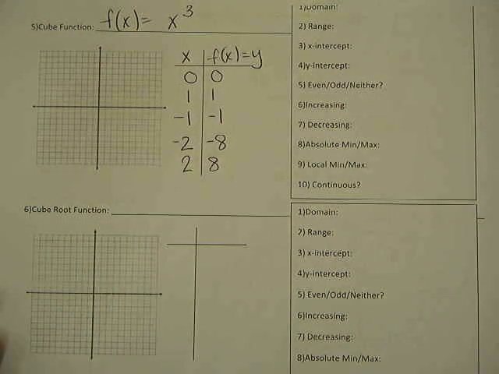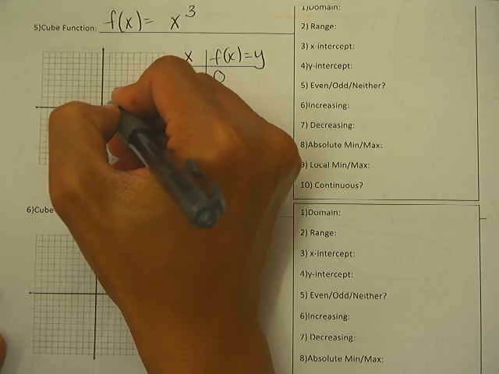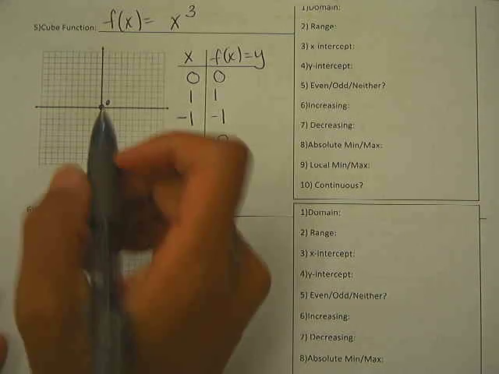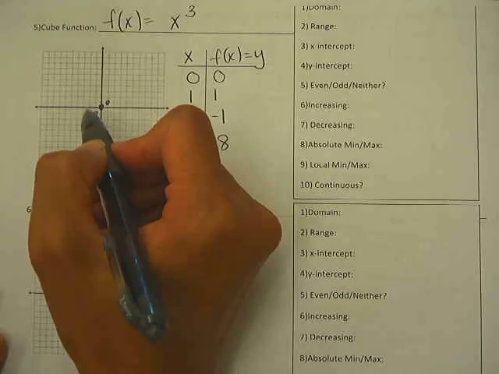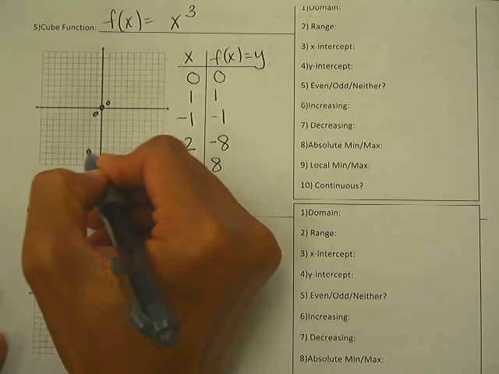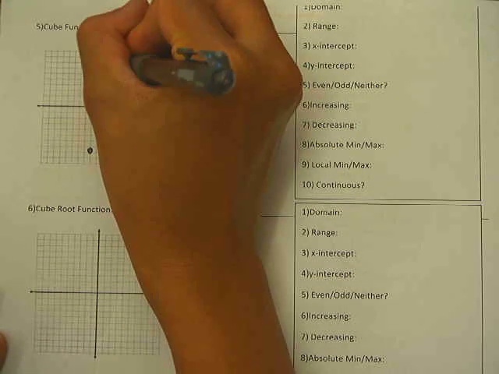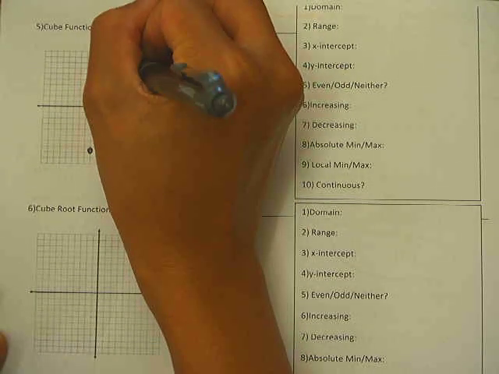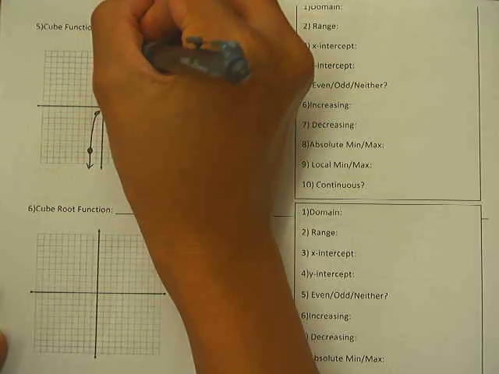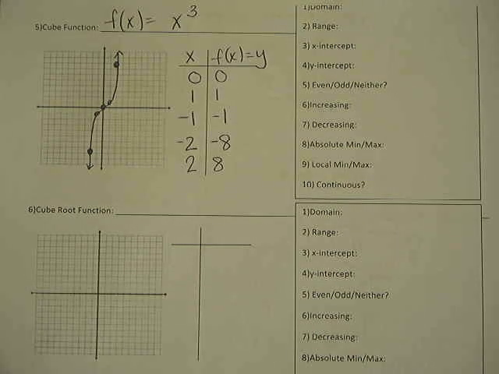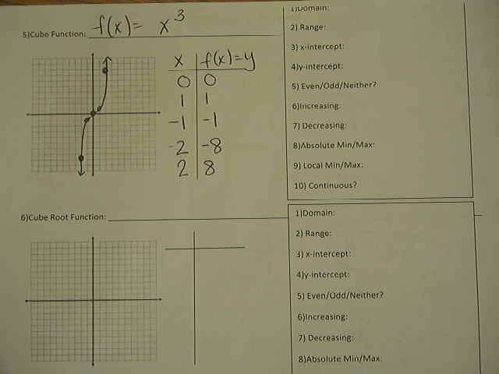All right, we have 5 points. That's plenty. Let's plot those. Here we go. 0, 0. 1, comma 1. Negative 1, negative 1. Negative 2, negative 8, all the way down here. And positive 2, comma positive 8. So it goes all the way up there. Let's connect these dots. All right, looking good, right? Okay, so that is my cubic function, or cube function.